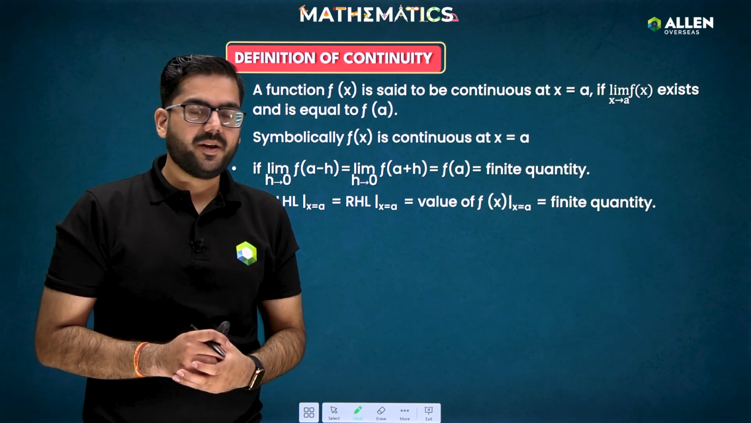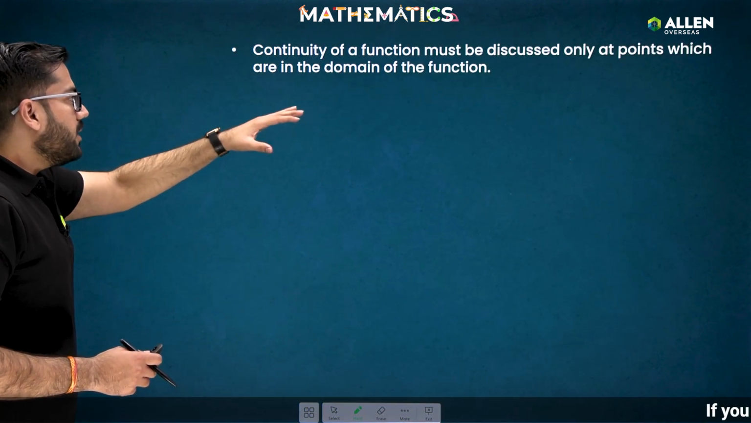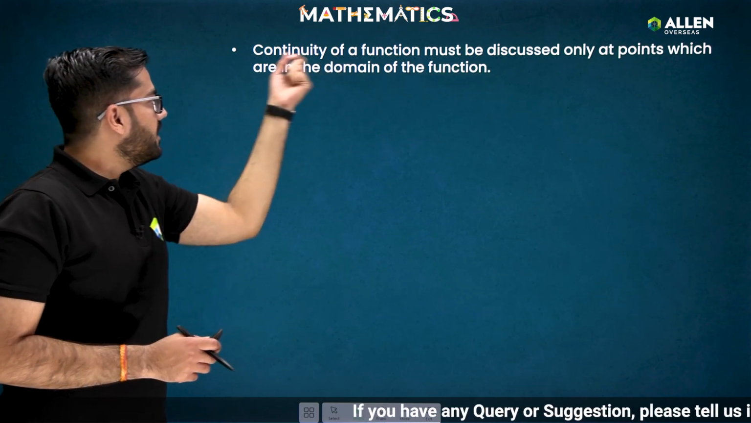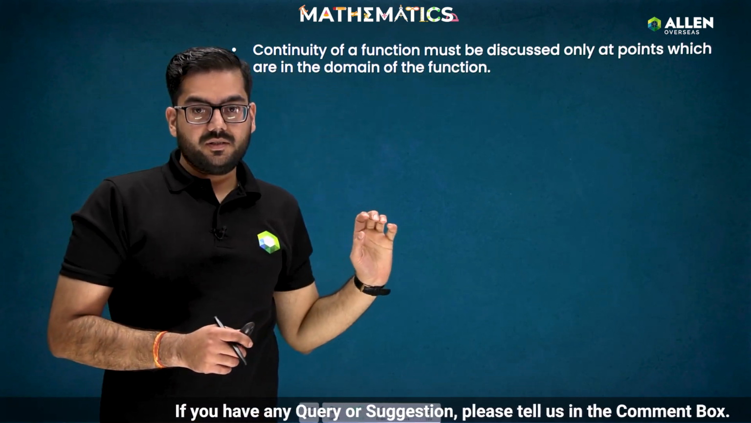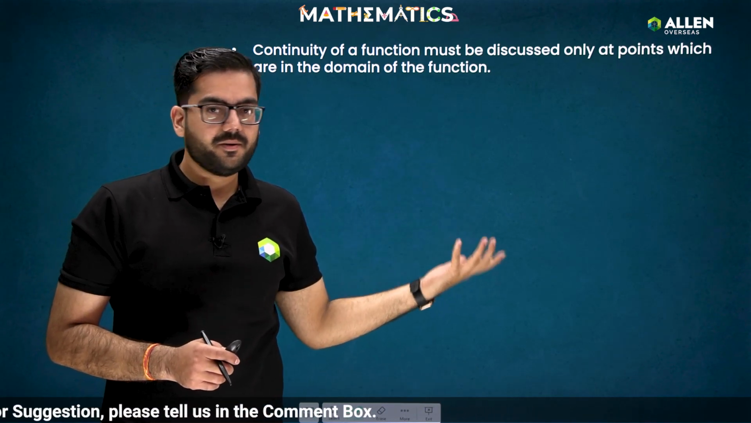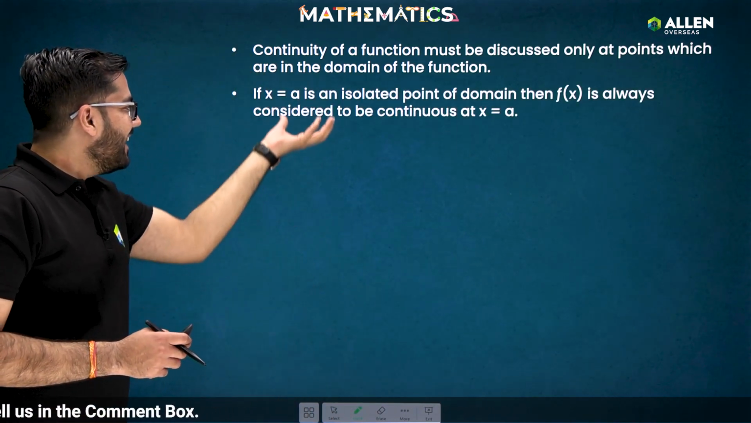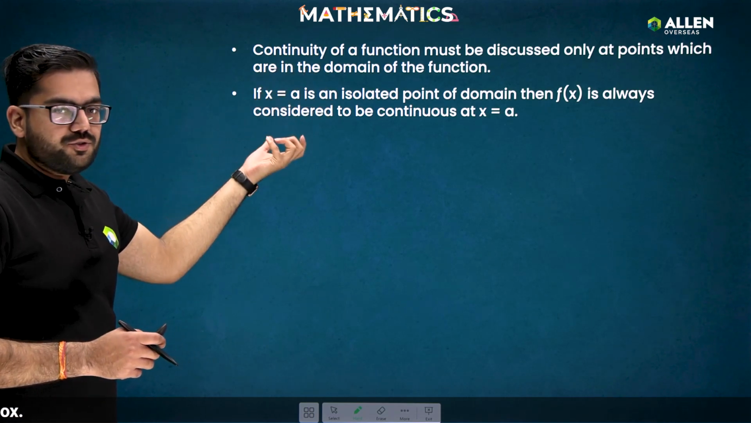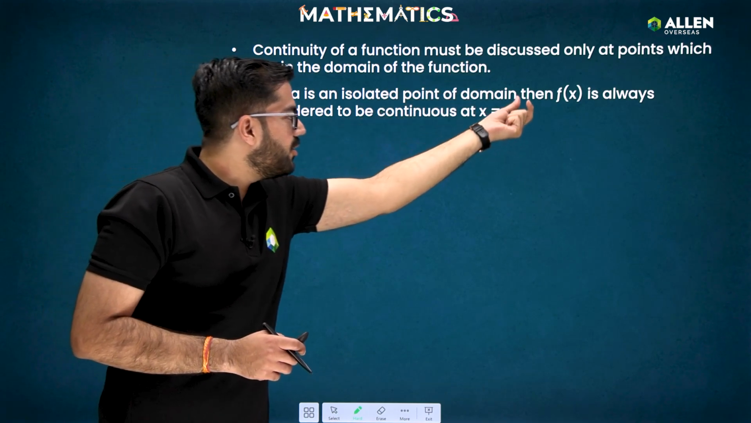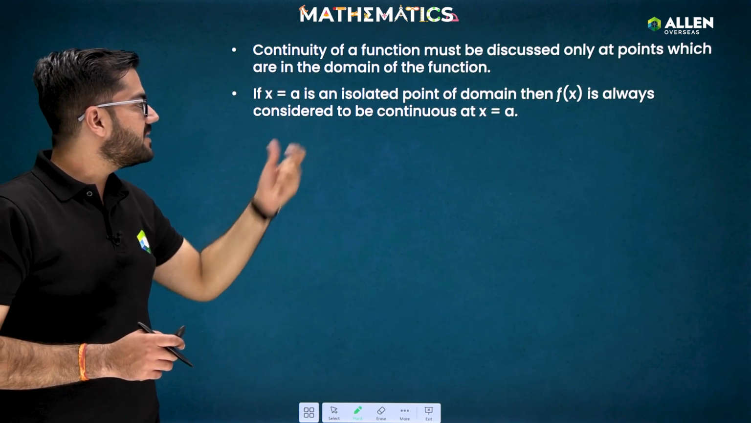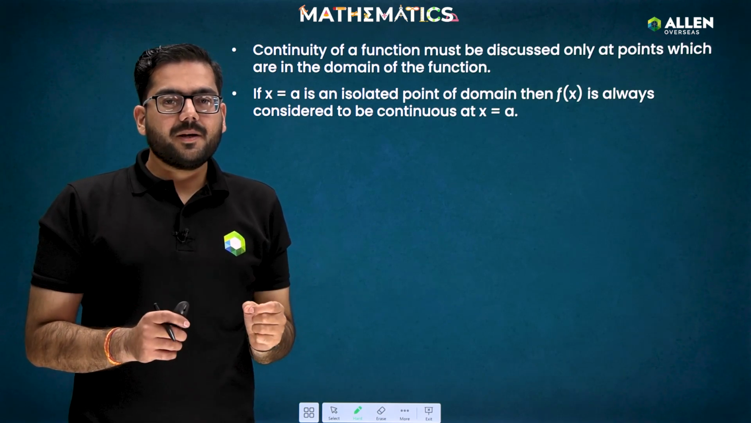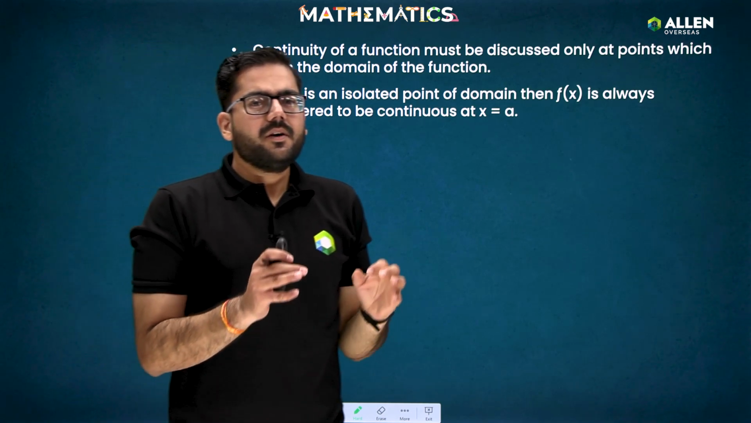We will do that in today's session here, right? Now one more thing: continuity of a function must be discussed only at points which are in the domain of the function. The point should be in the domain. We cannot pick from anywhere, right? Important thing, one more sentence: at x is equal to a, if it is an isolated point, then in that case your function f of x we always consider to be continuous at x is equal to a, right?